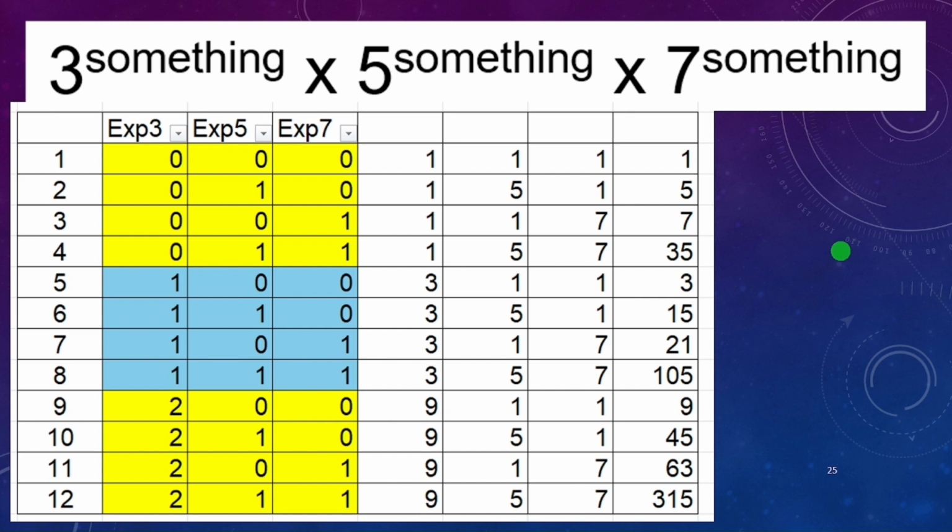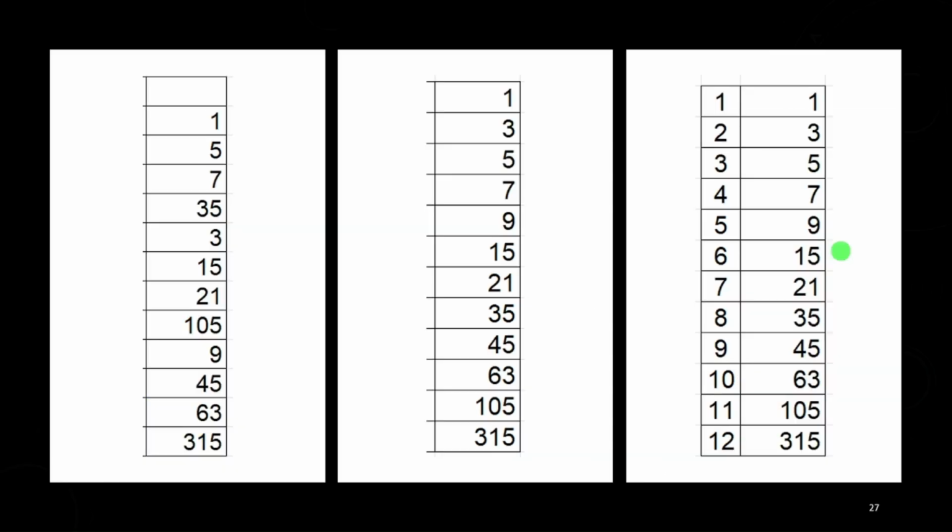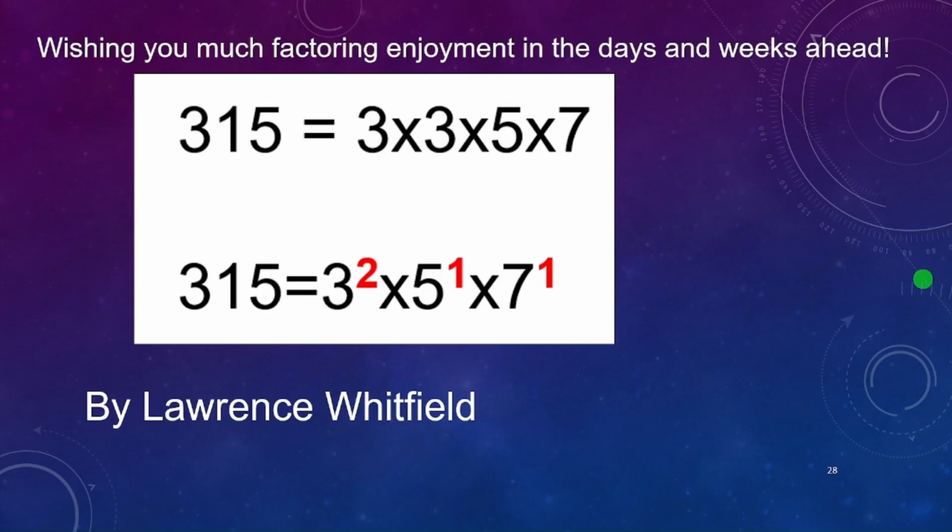The exponent of 3 is 2, so 3 times 3 is 9. The exponent of 5 is 0. 5 to the 0 is 1. The exponent of 7 is 1. 7 to the 1 is 7. So we have 9 times 1 times 7 equals 63. That gives us our full list of factors for the number 315, but they're not in a very good order. So on the left, we have the list as we just produced on the last picture. Now in the middle, we sorted it, and then to the right here, we have counted it from 1 to 12, showing that we got all 12 of our factors of 315.